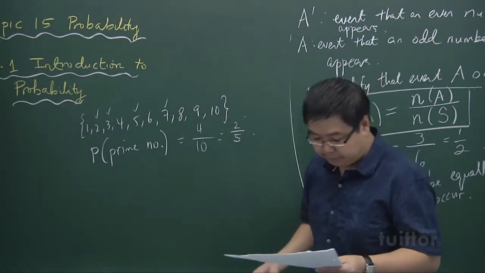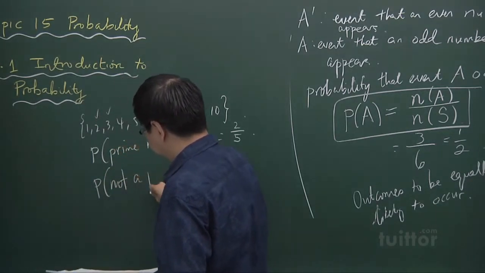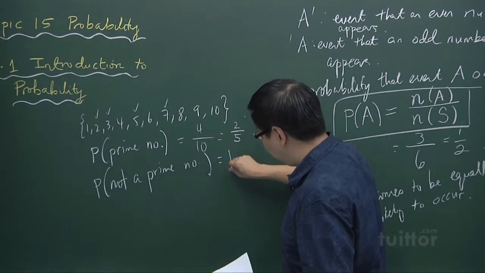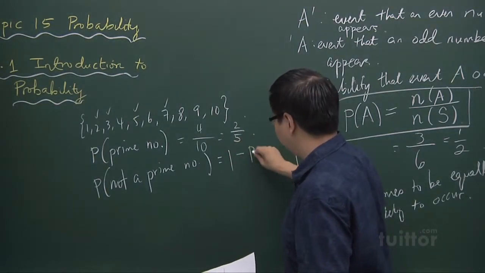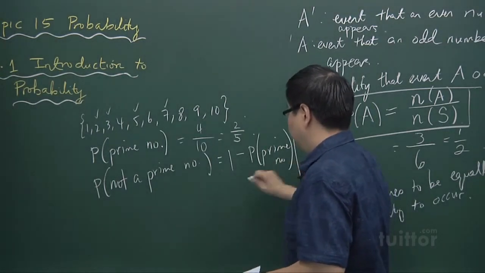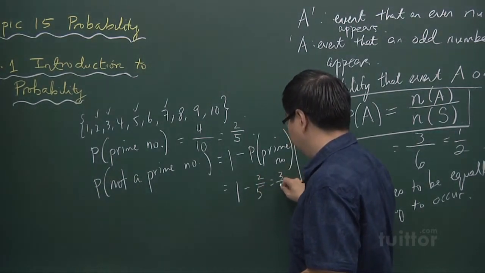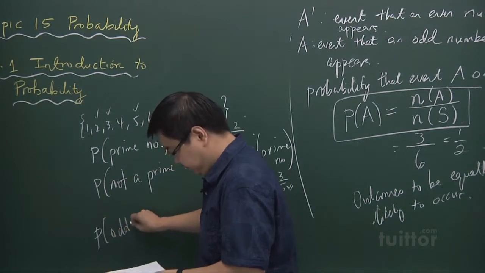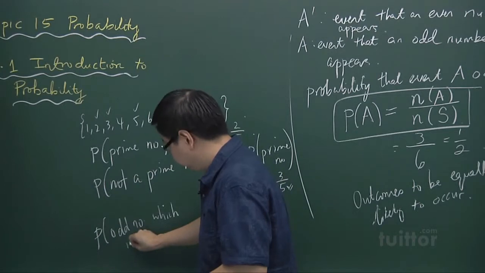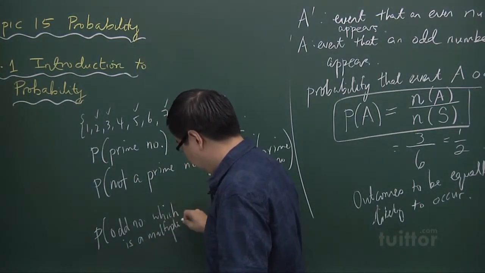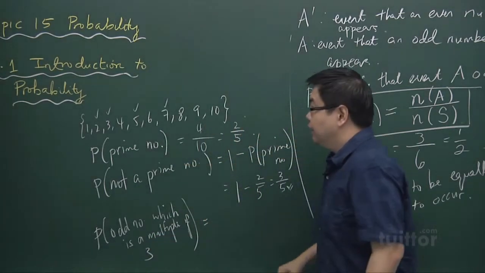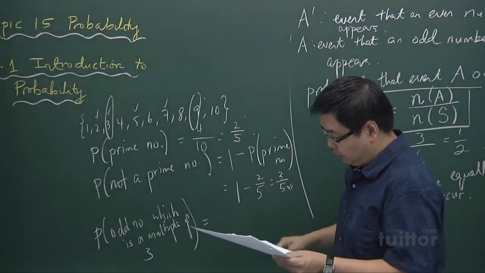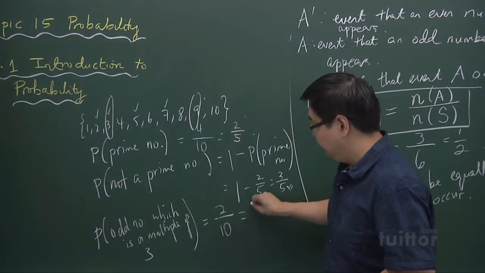Now the second part is that it's not a prime number. Not a prime number is basically the complement set. The probability will be 1 minus the probability of a prime number. That gives me 1 minus 2 fifths, and hence it's just 3 fifths. Finally, they're asking for the probability that an odd number is a multiple of 3. An odd number that is a multiple of 3 will be 3 and 9. So that will be 2 over 10, which gives you 1 fifth.